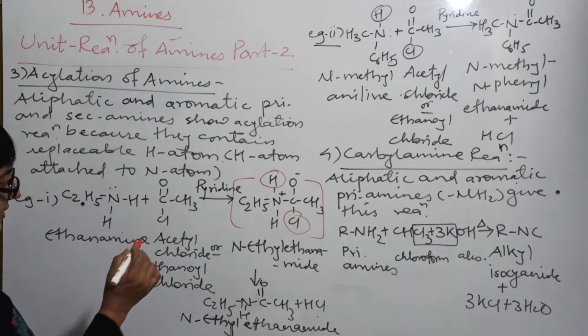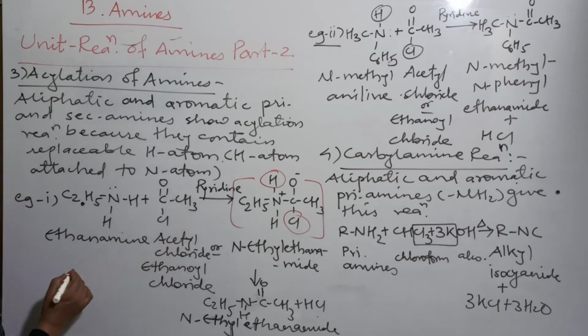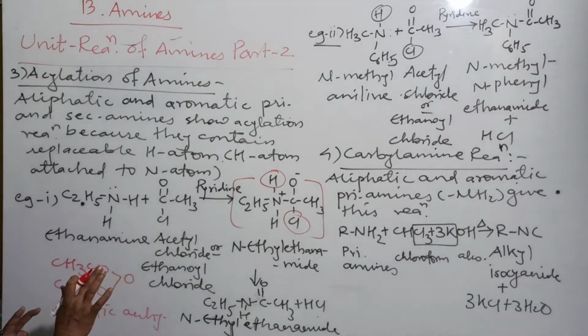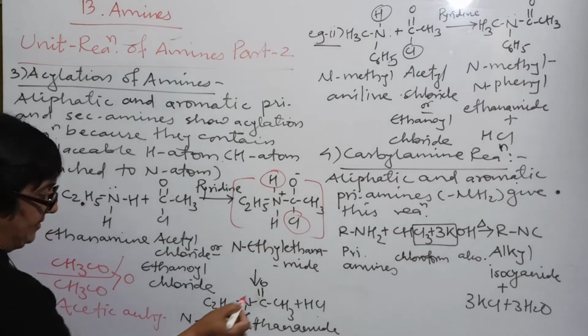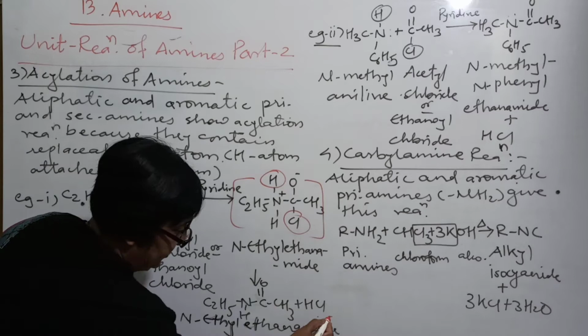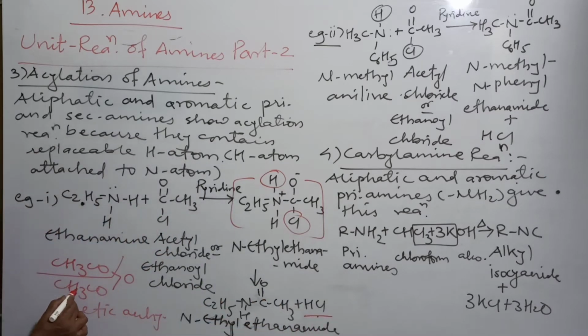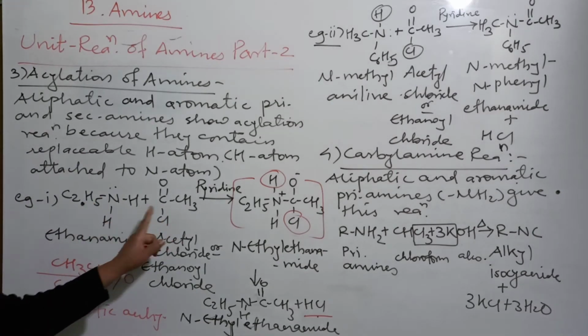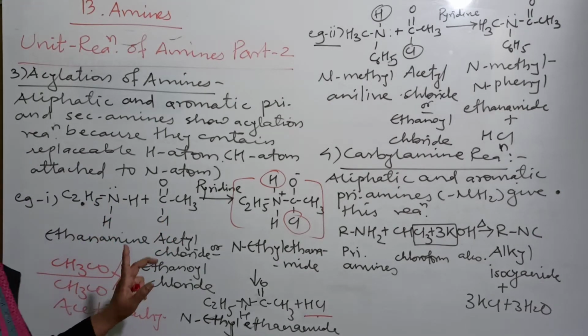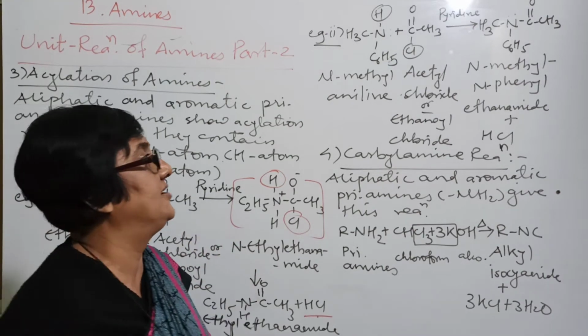Now you have to remember this acetyl chloride can be replaced by acetic anhydride. If this compound is replaced by this compound, this is acetic anhydride, the same type of reaction takes place. COCH3 group means this COCH3 group is attached here, and in place of HCl, the side product is CH3COOH. Only this is the point of difference. So this reaction can be written with this reagent also, and you can practice at home.